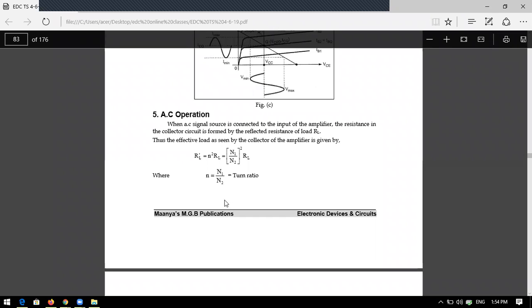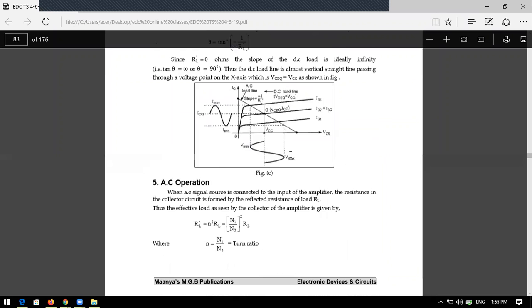So N1 by N2 is the turns ratio. N1 is the turns present in the input side, the primary winding. N2 is the turns present in the secondary winding. So if the turns in the input side is greater, N1 is greater than N2, you will get N square much larger. For example, N is 1000. So 1000 whole square: 10 power 3 into whole square is 10 power 6, into 5 ohms, is 5 mega ohms. So 5 mega ohms means energy you can easily transfer to your load resistor.